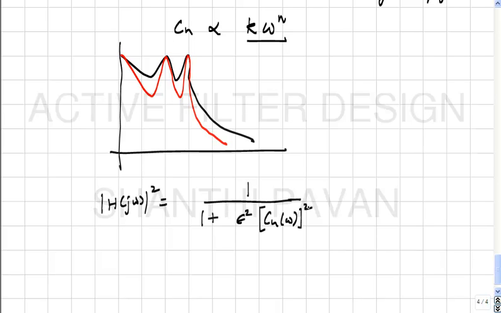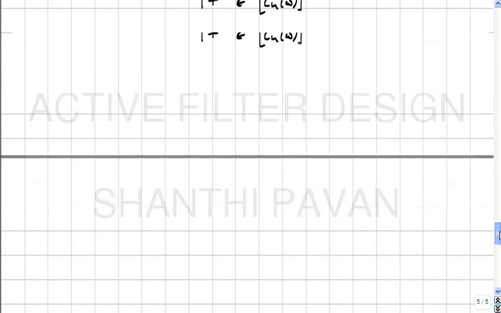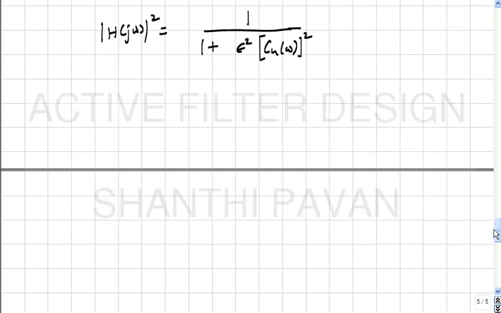Alright? So, okay, we found Cn of omega. What now? We want to find H of s. How will we find H of s? We want to find the roots of the denominator.